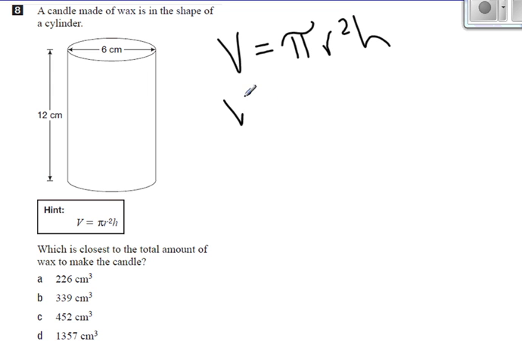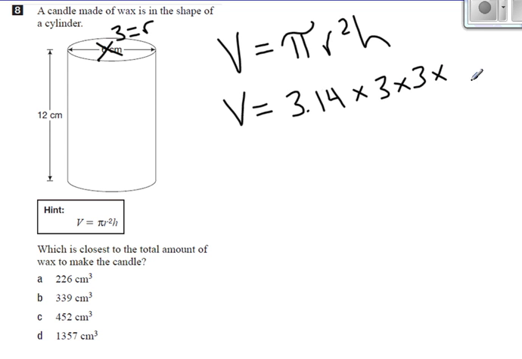So let's look at the diagram and see what we have. Well, we know that pi is 3.14. Now radius. This number given to me is not radius, it's diameter. So let's cut it in half, and we know that the radius is 3. So pi times 3 times 3 times the height is 12. Now, don't forget, why did I do this? Because it said r squared, and that means radius times radius.